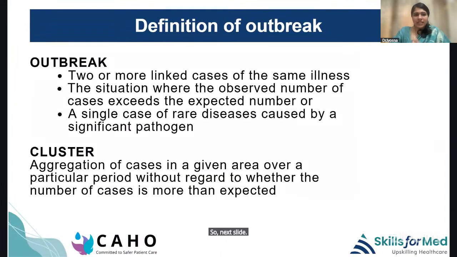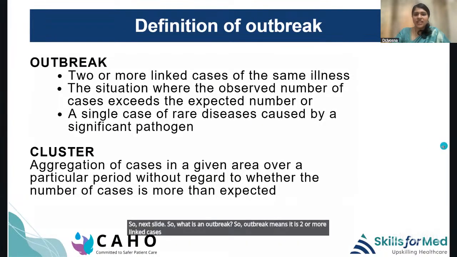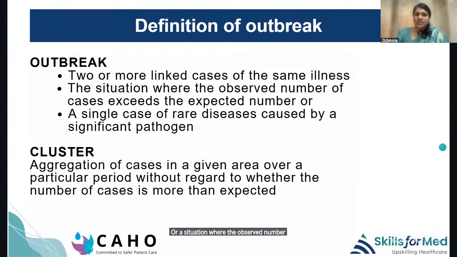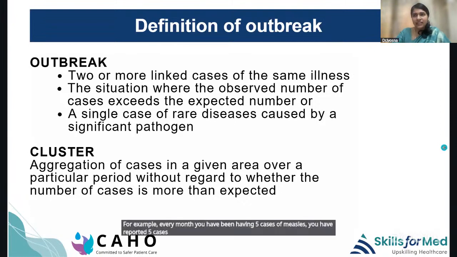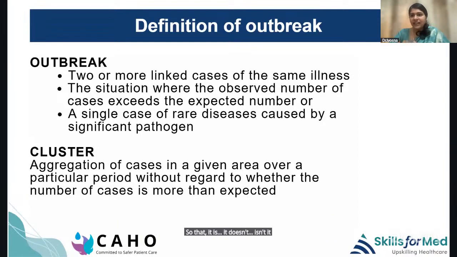What is an outbreak? Outbreak means two or more linked cases of the same illness, or a situation where the observed number of cases exceeds the expected number. For example, every month you have been having 5 cases of measles, and suddenly in the month of October, you have reported 25 cases. Isn't that exceeding the expected number, right? So that becomes an outbreak.